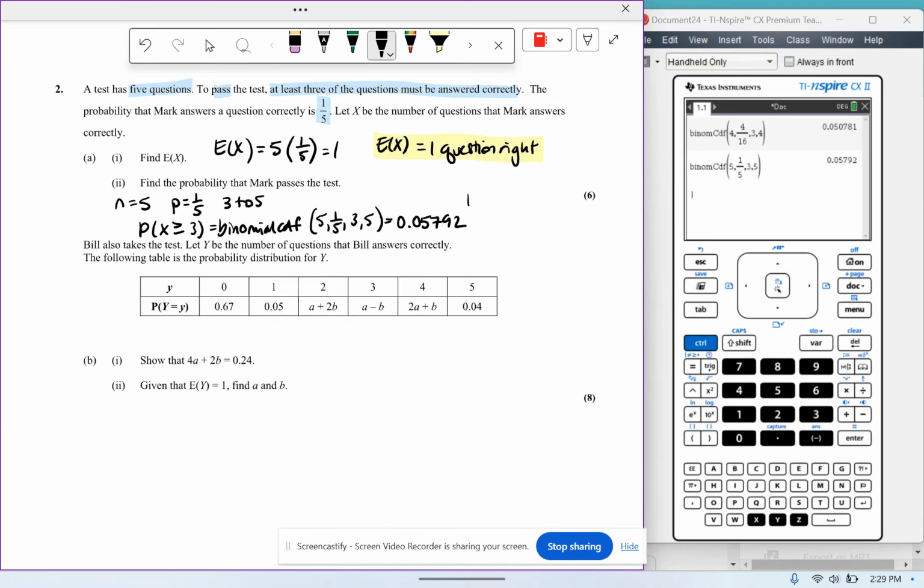And I ended up getting 0.05792. So we're going to round that to 3 sig figs and label what we found, which is the probability that he gets 3 or more right is going to be around 0.058.